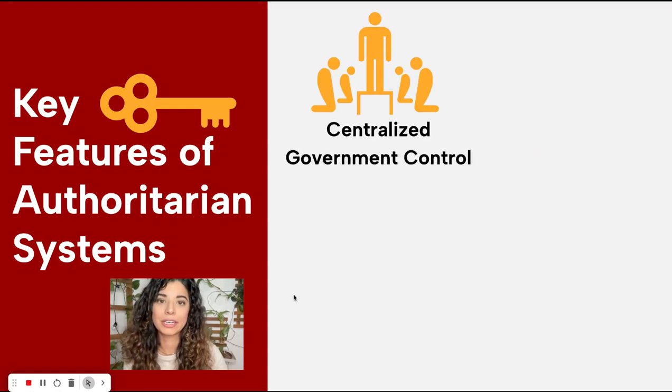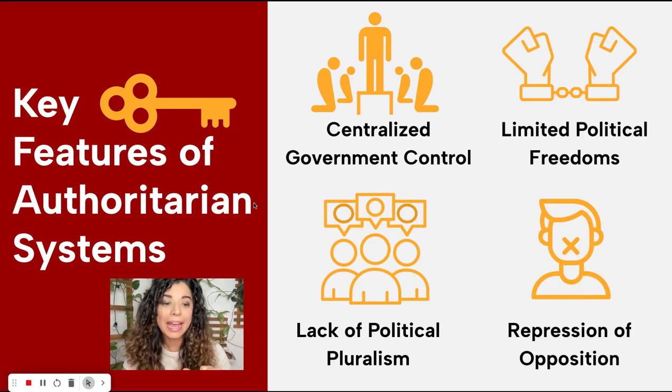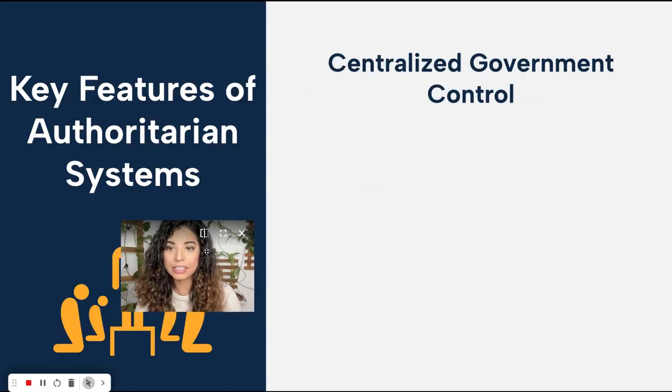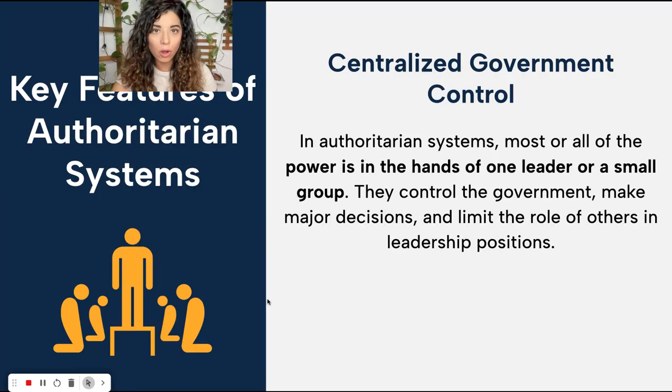So overall, the four characteristics include a centralized government control, limited political freedoms, lack of political pluralism, and repression of opposition. So a little bit more detail on each of these. For centralized government control, we see most or all of the power is in the hands of one leader or a small group. So they tend to have like an inner circle or a small cabinet, and all of the decision making rests within that one person or that small group. They control the government, make all the major decisions, and limit the role of others in leadership positions.